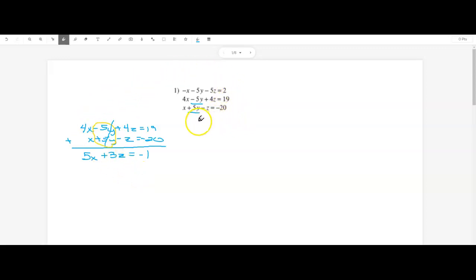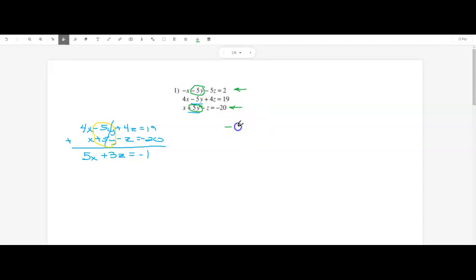The next step, I'm going to find two more equations that I can work with. I want to make sure that I'm eliminating the same term again, so I'm going to eliminate y again. I want to work with this y here and this y here because they are opposites. So I'm going to use this equation and this equation this time.